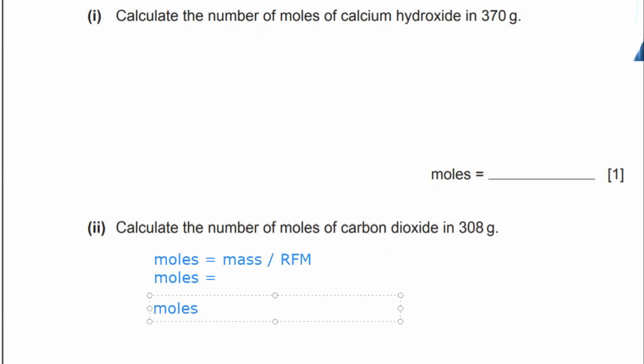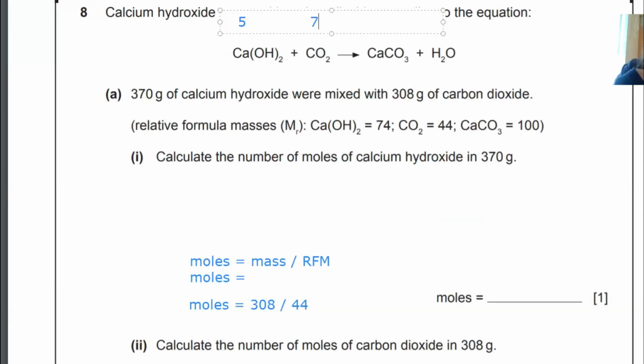It's 44 because carbon has a mass of 12 and oxygen has a mass of 16. You've got 2 oxygens. You add those all together to get 44. Put that into your calculator and you'll find that it is 7. So we have 5 moles of calcium hydroxide, and we have 7 moles of carbon dioxide, which means we've got more carbon dioxide than we need.